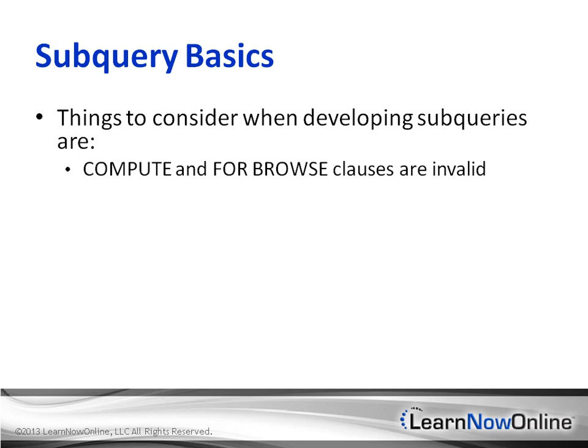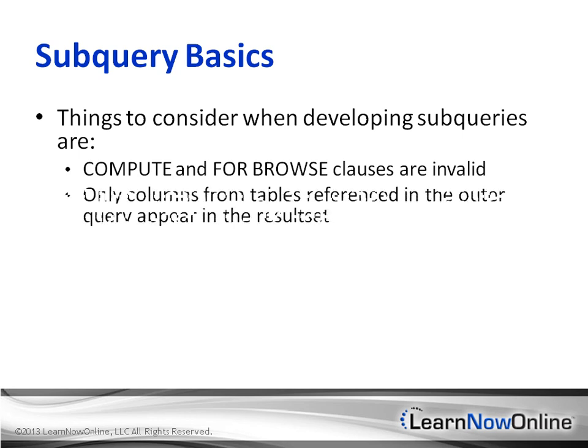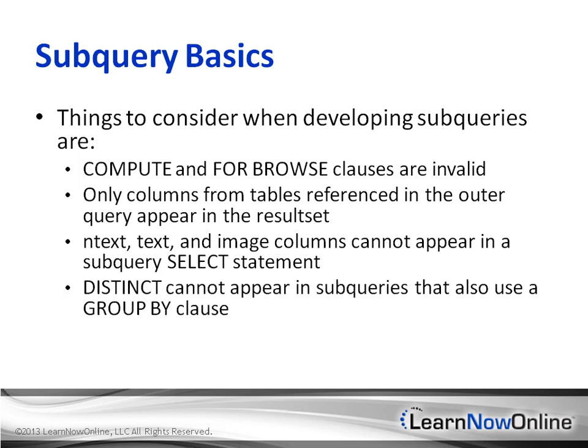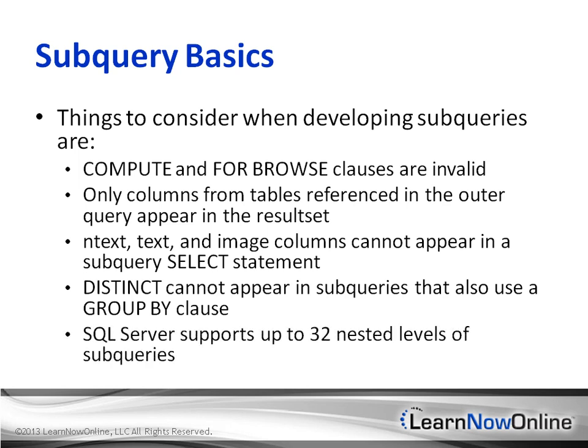You'll also come to discover that compute and for browse clauses are invalid. Only columns from tables referenced in the outer query appear in the result set. Text, ntext, and image columns can't appear in the subquery select statement. Distinct can't appear in subqueries that also use a group by clause. And SQL Server supports up to 32 nested levels of subqueries. However, I recommend you don't get anywhere near that.